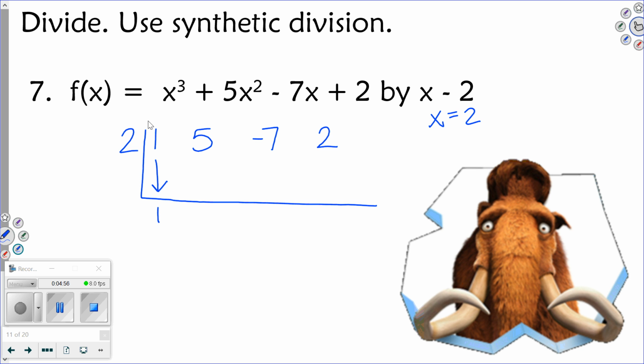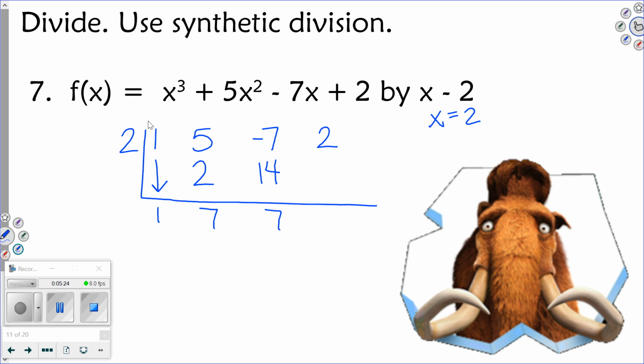So what is 2 times 1? That goes underneath that next number. That's why I put the arrow there, just to kind of placehold so I don't accidentally stick it underneath there. Straight up and down, what am I going to do? You're going to add 5 plus 2 is 7. Now I'm going to multiply 2 times 7. That goes in the next one. And then you're going to add what's negative 7 plus 14.